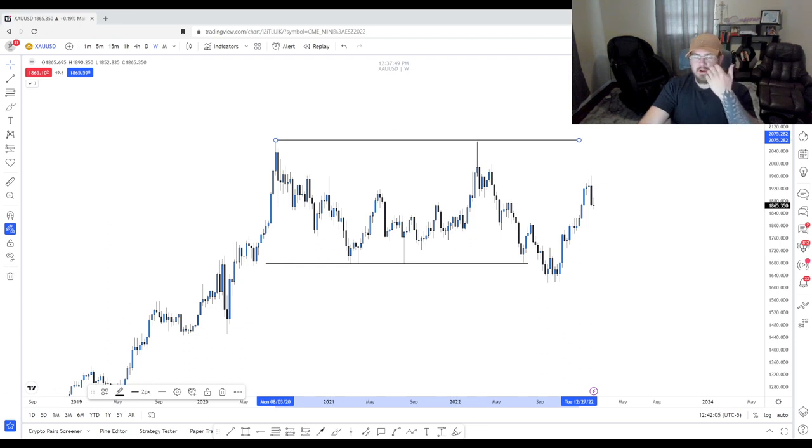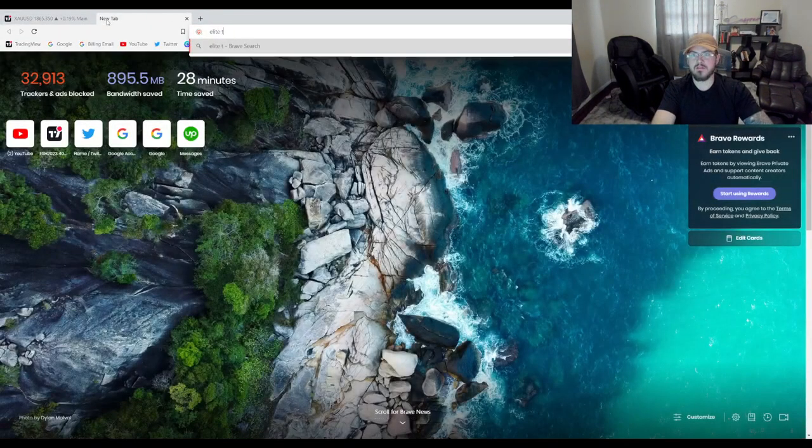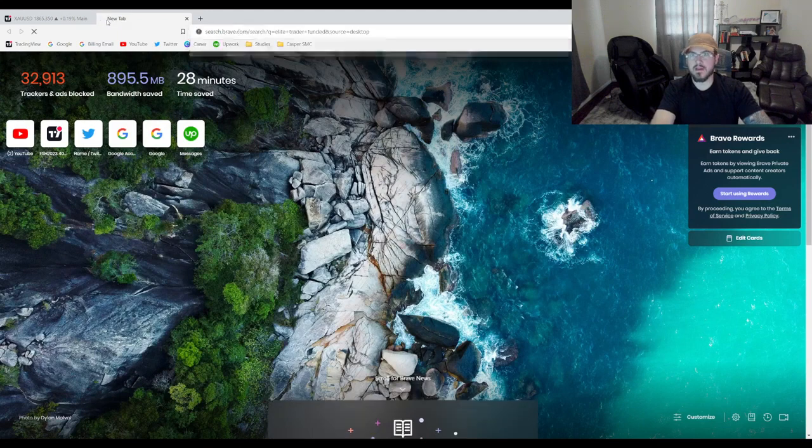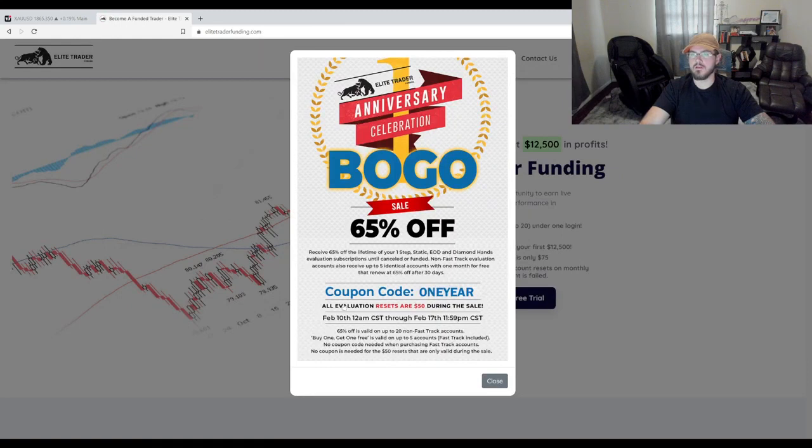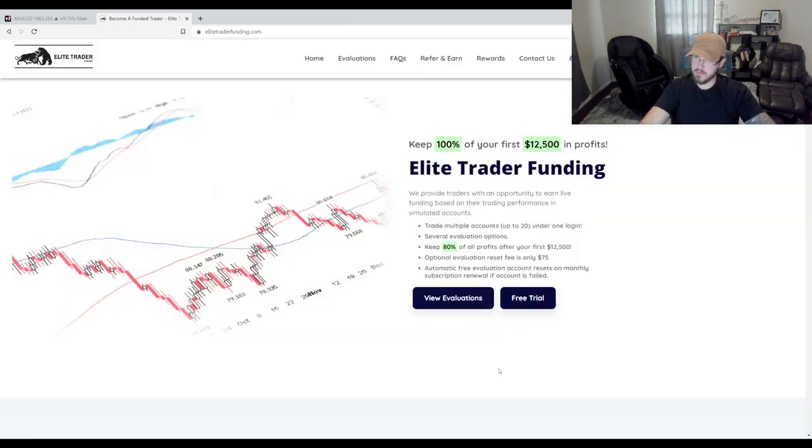Elite Trader, I feel like I've heard of that. I think that's the one with the bull on it, isn't it? Yeah, I've seen them. I don't know much about them. That's pretty cool, you can trade multiple accounts under one login. Keep 80% after your first 12,000. The original evaluation reset fee is only $75.